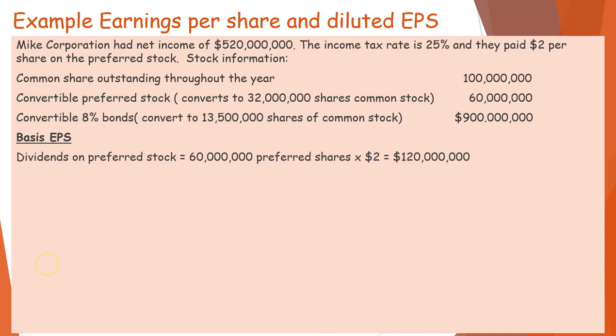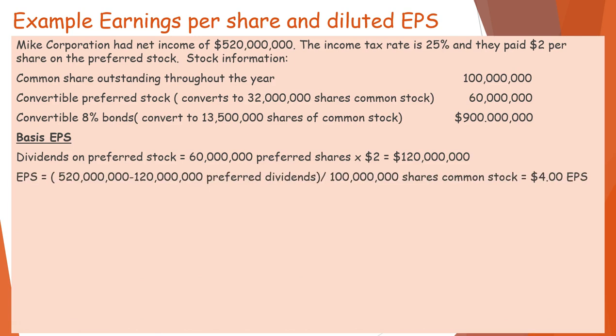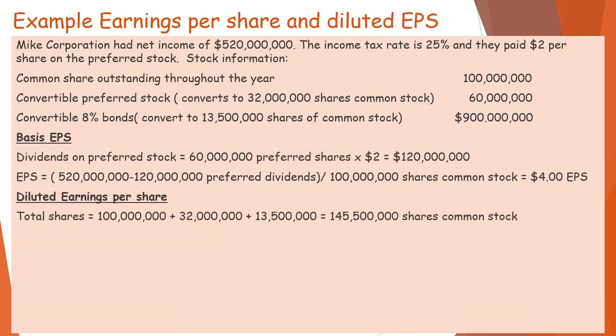So, basic earnings per share would be $520 million minus the dividends on the preferred, divided by 100,000 shares, and that gives you $4 for earnings per share. Diluted earnings per share: total shares are 100,000 plus the 32,000 from the preferred stock and the 500,000 from the convertible bonds. That says our shares of common stock, if everybody exercised all their rights, is now 145,500,000.